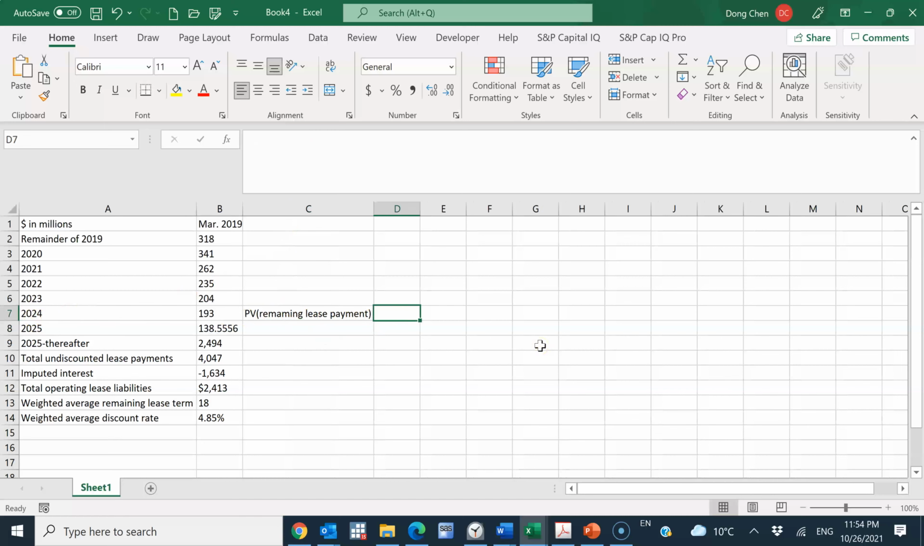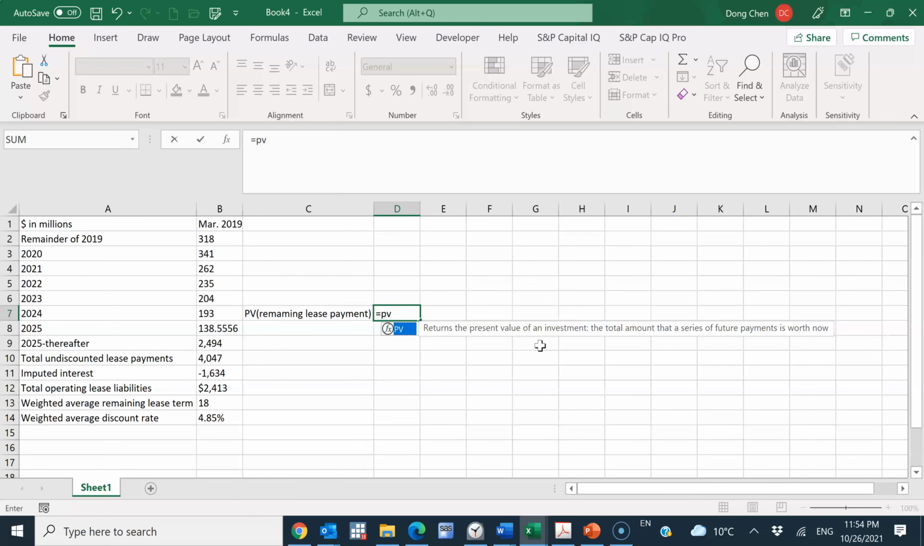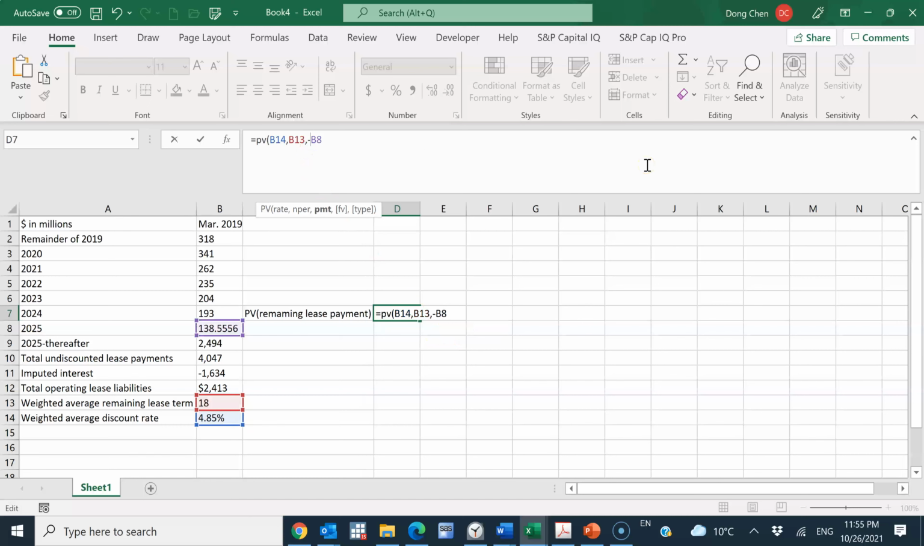So I can calculate this: equals PV and open it. The rate here is the discount rate, and that's directly given, the weighted average discount rate. And then the NPER, obviously, that's the 18 here. That's why earlier I got rid of the years. And then the payment is just directly this 2025 value here. And the rule for Excel is that if you want to get a positive present value, then you need to put the payment in negative format. So that's why I added a negative sign in front of this.